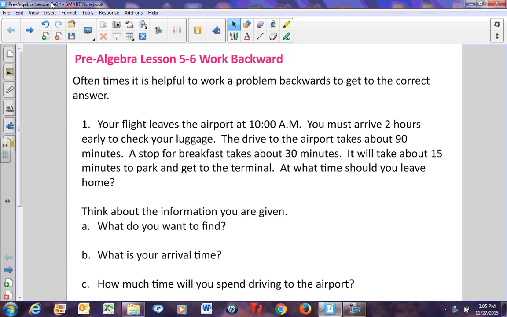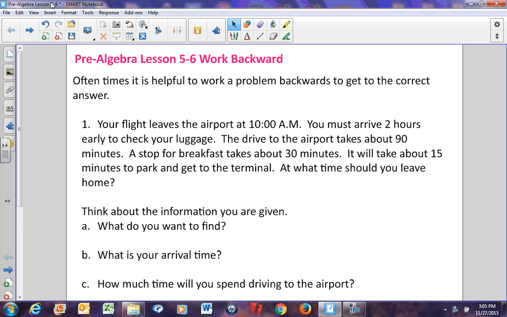This is pre-algebra lesson 5-6. Work backwards. Oftentimes, it's helpful to work a problem backwards to get to the correct answer. I do this often when I want to check something, when I'm done with finishing a problem. I'll often work it in reverse order to make sure I'm correct. It's another helpful strategy for solving problems.